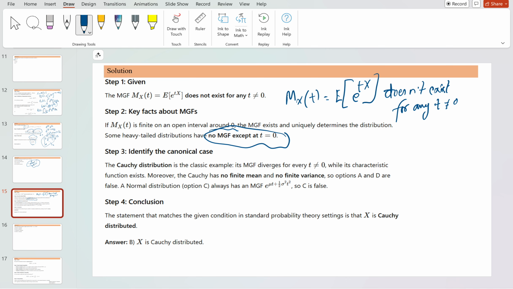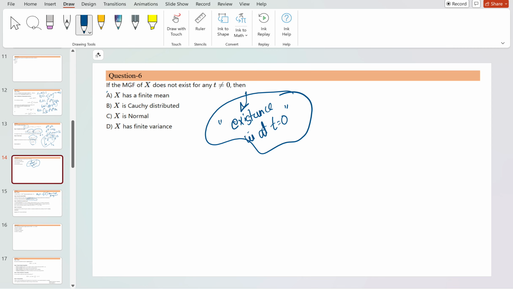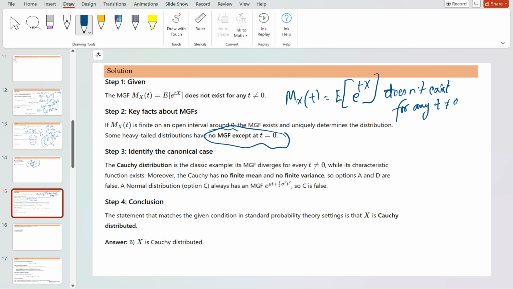The Cauchy distribution is a classical example. Its MGF diverges for every t not equal to 0, while the characteristic function exists. Moreover, the Cauchy has no finite mean and no finite variance. So options A and D are false.